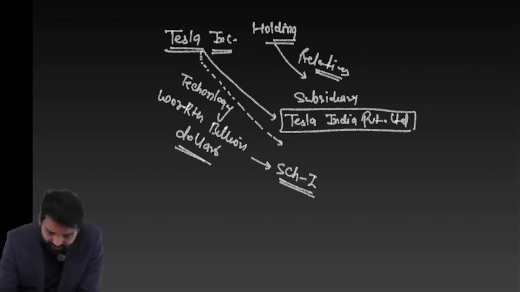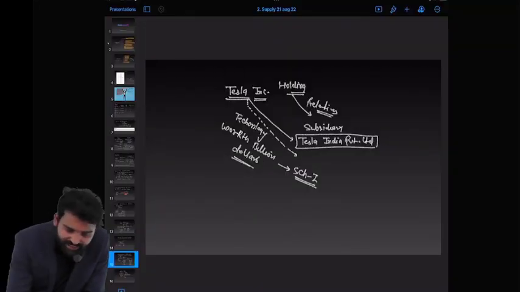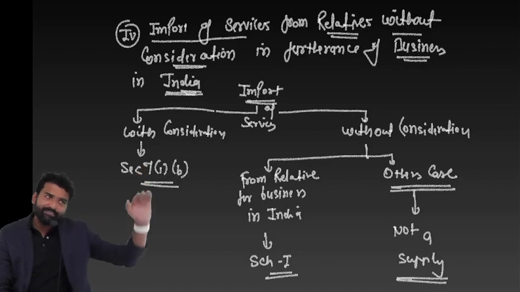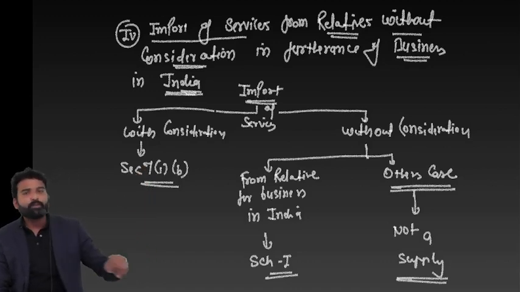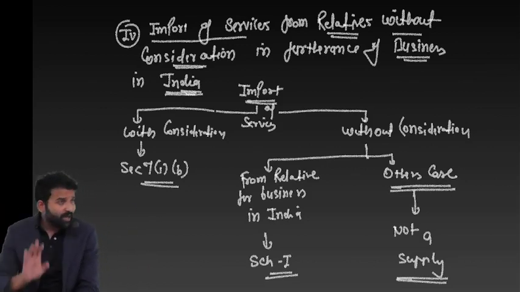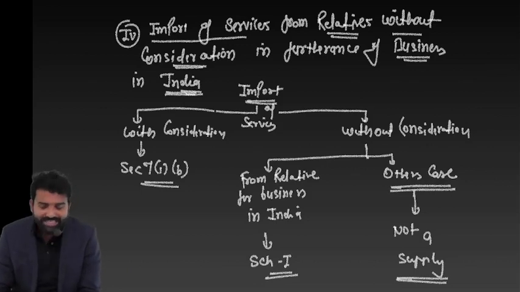Okay, again I am sharing the chart. This is the chart. Import of service with consideration, 7.1b always covered, whether from relative, non-relative, business, non-business, doesn't matter. If it is for consideration, always covered in 7.1b. If it is import of service without consideration, of course then it is not covered in 7.1b.